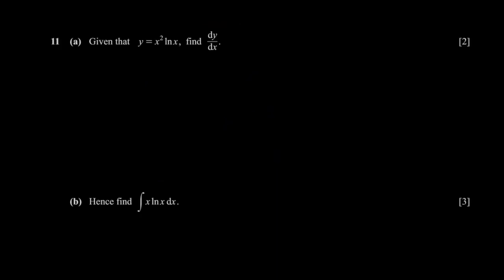All right, then the last question. Given that y is equal to x squared ln x, find dy/dx. And then part B is hence find the integral of this, right? So it's a kind of classic question. You differentiate something, and then in part B, you reverse the differentiation to find an integral.